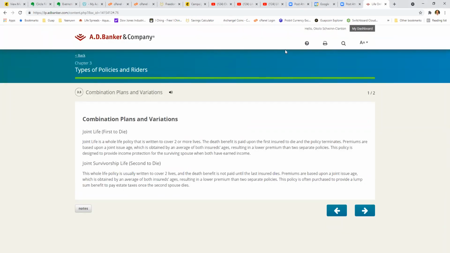Combination plans and variations. So, now joint life and survivorship life. These are incredibly powerful policies if understood properly. So first, let's talk, we're going to read this because this is important. Joint life. That means a husband and a wife together get a policy, and if the first one dies, it's going to go to the second one. But they don't know who's going to die first.